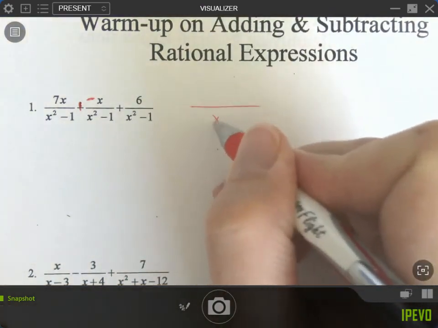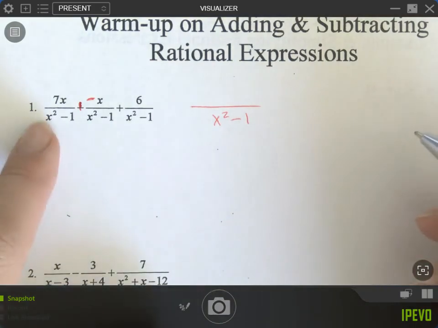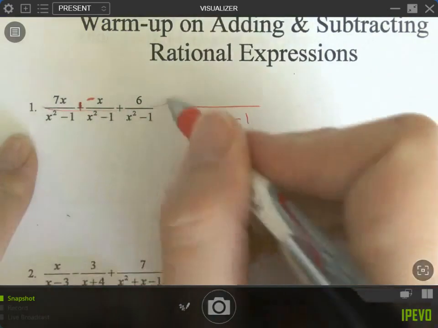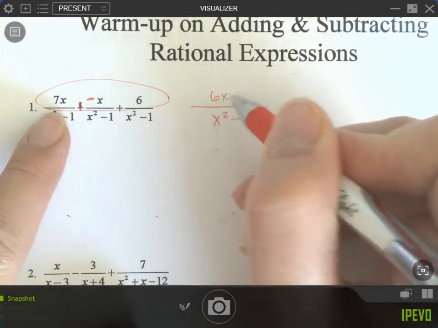So I'm going to keep my common denominator of x squared minus 1. I didn't even need to factor it and find pieces. I'm just bringing it over. And then I'm going to add my like terms for this whole numerator. So I get 6x plus 6.